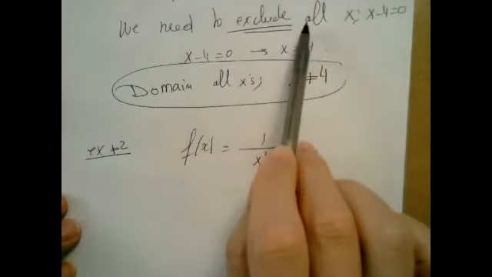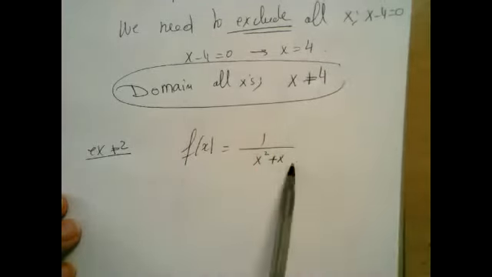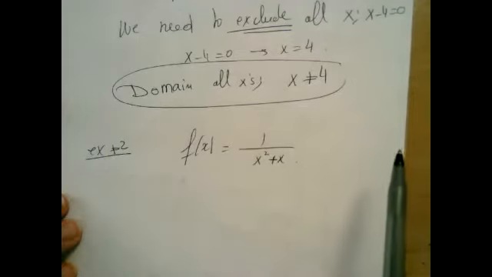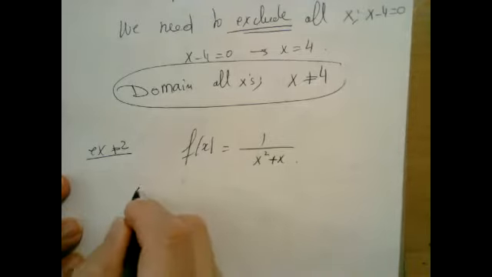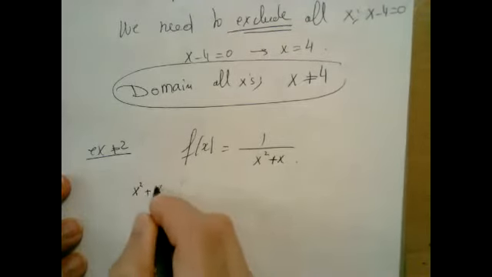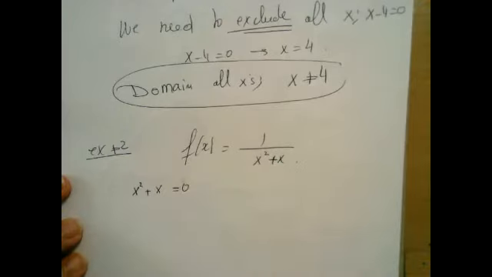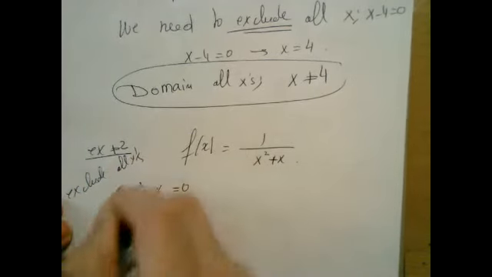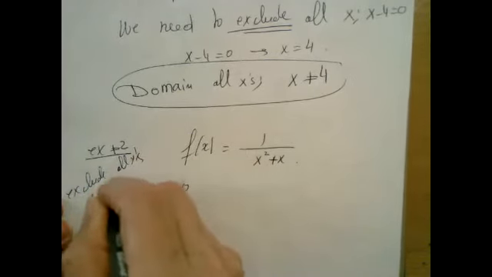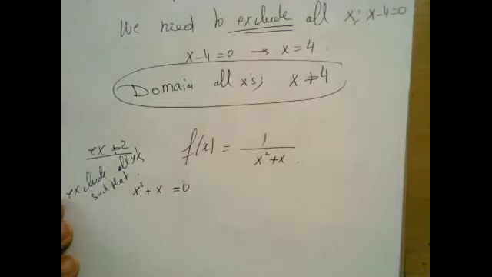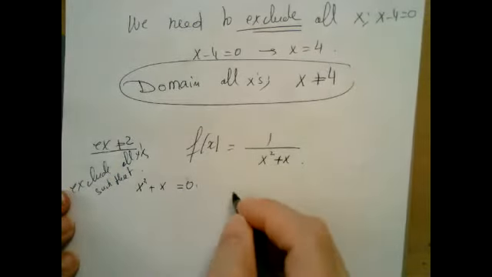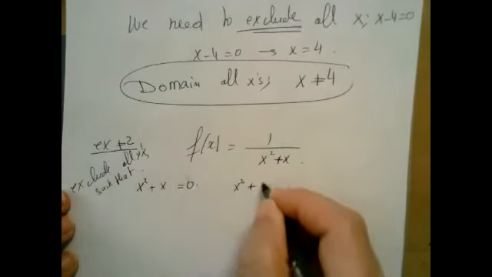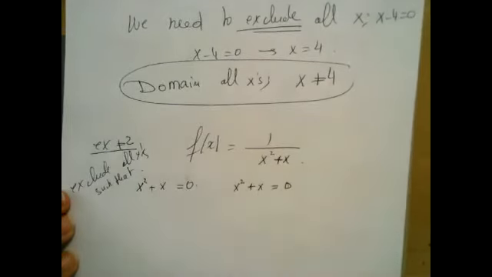We have to set the denominator equal to 0 and solve, and then remove all those values. So first, we have to find out which values give me a problem in this particular problem. We need to exclude all x's such that x squared plus x equal to 0. So let us solve this. How do we solve x squared plus x equal to 0?